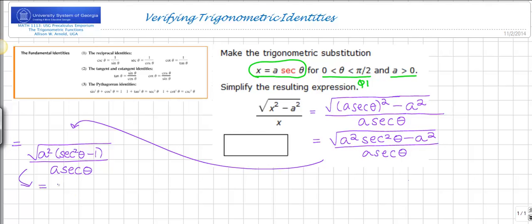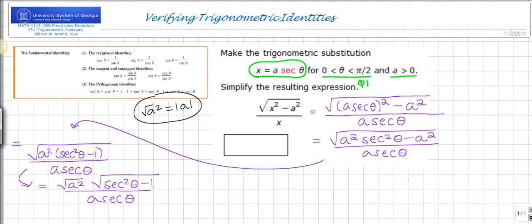Okay. Alright, then we would have the square root of a squared times the square root of secant squared theta minus 1. Now here's where you need to be a little careful. The square root of a squared, I'm going to put this over here, is actually the absolute value of a. That's the algebra rule. But we were told in the problem that a is already positive, so this a by itself is already positive. So in that case I can drop the absolute values.